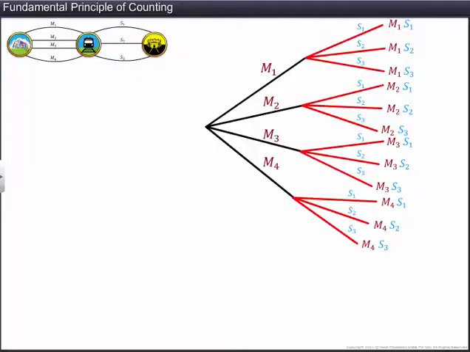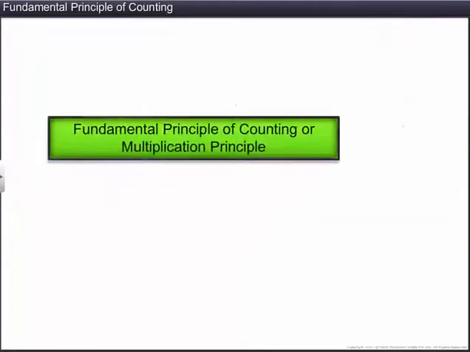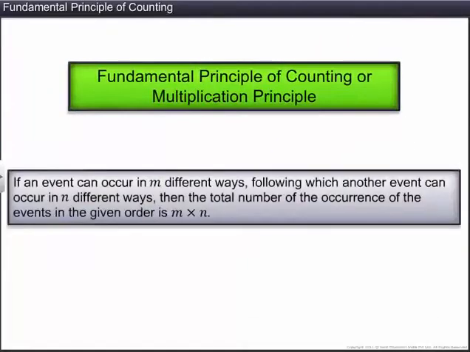The counting for this situation can be done easily by using the principle known as the fundamental principle of counting, or the multiplication principle. The principle states that if an event can occur in m different ways, following which another event can occur in n different ways, then the total number of the occurrence of the events in the given order is the product of m and n. This principle can be extended for any number of events.